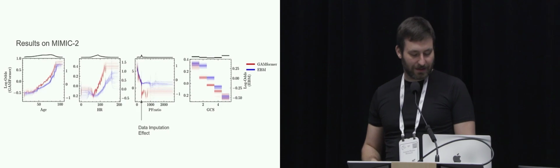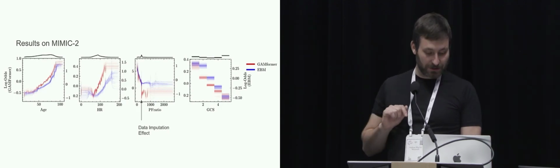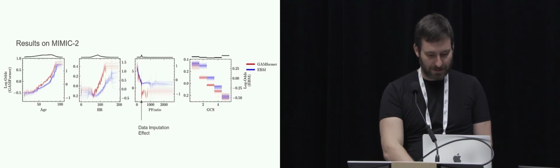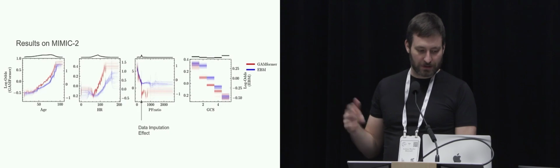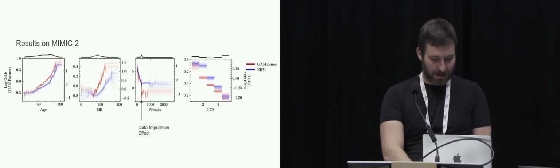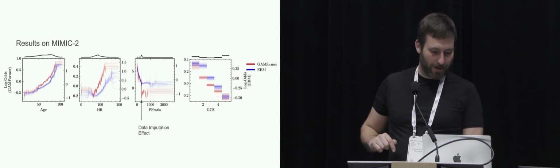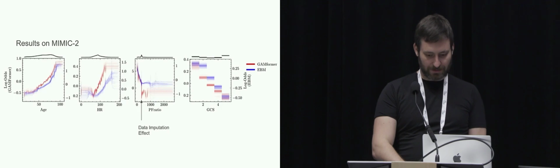Here are some examples of shape functions. These are from the same data set that Rich showed earlier, and for example, in blue is EBM and in red is GAMformer. You can see they're somewhat similar and somewhat different. Rich was very happy that we found the data imputation effect that he mentioned earlier. I think my time is up.